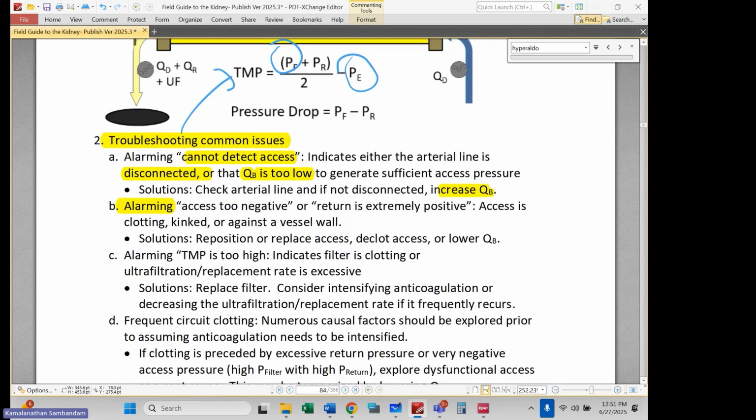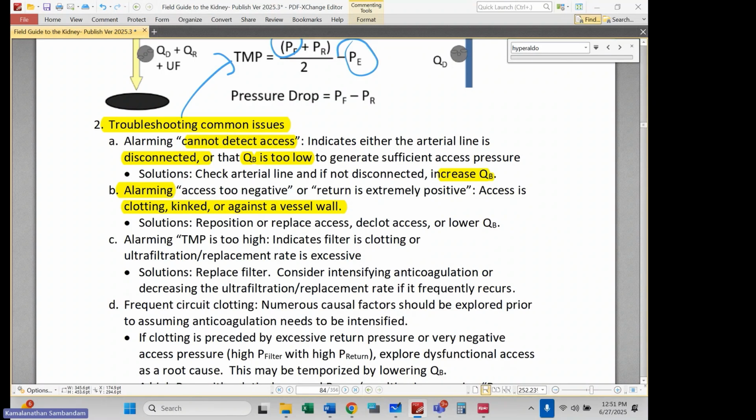All right. So the access being too negative or the return is extremely positive, you have an access problem. Clotting access, kinked access. Sometimes you're sucking against a vessel wall because you've just dried the heck out of them and they're hypovolemic and their SVC is actually collapsing around that catheter. So those are the options to consider, or the problems to consider as you address those problems.